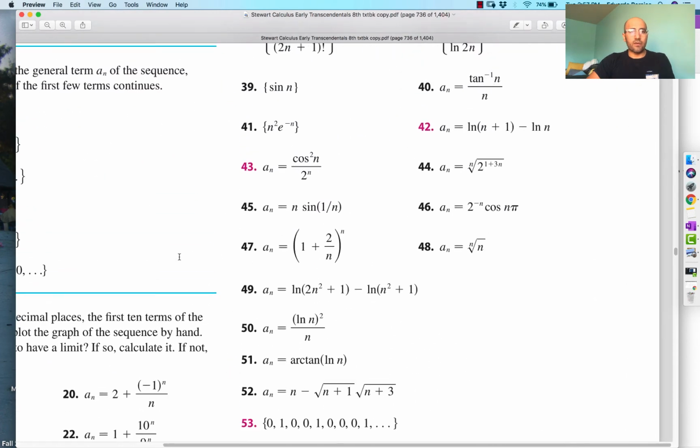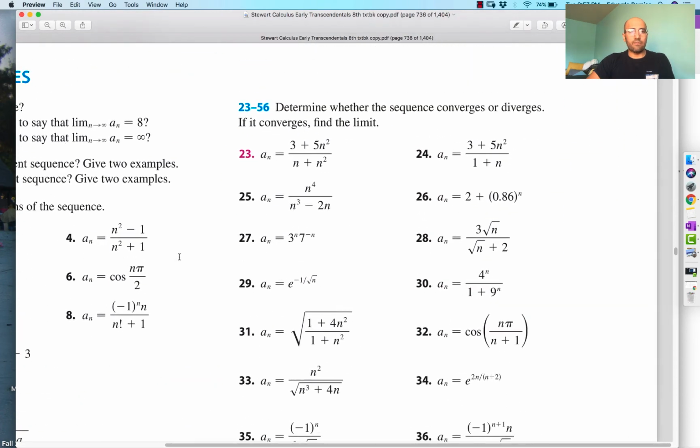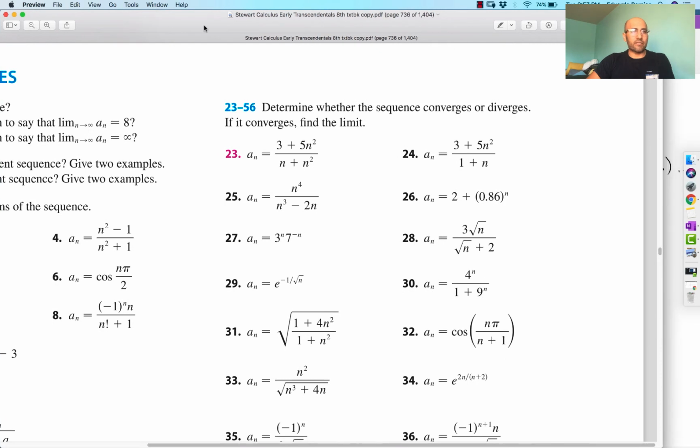What's next? 23 through 56. Here we go. Here's the bulk of our problems here. Determine whether the sequence converges or diverges. If it converges, find the limit. Okay, so we have this guy here. We need to decide if this converges or diverges, and if it converges, we need to find the limit. Okay, so for example, number 24, what could we do there?